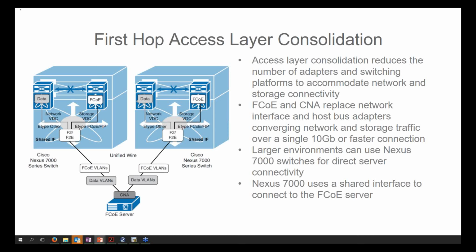For larger environments, the Nexus 7000 switch can be used for direct server connectivity, and it has a VDC function from what we talked about last week with the storage VDC with shared adapters. With the shared interface, as the servers are sending the data and the FCoE VLANs northbound on the unified wire to the shared interfaces, the switch does an ether type lookup, and if it's an FCoE or FIP ether type, it's going to send it directly to the storage VDC, and if it's any other ether type, it's going to send it to the data VDC for the network traffic.